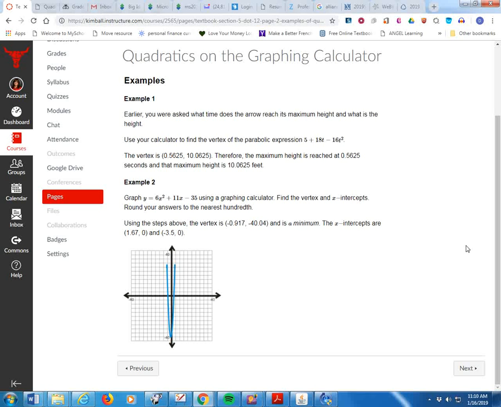You want me to go through the dimensions of the window again? Okay. X min is negative 3, x max positive 3, y max 15. And then hit graph. And now your graph should kind of be centered in that window. And you can see the vertex and you can see the zeros pretty easily.